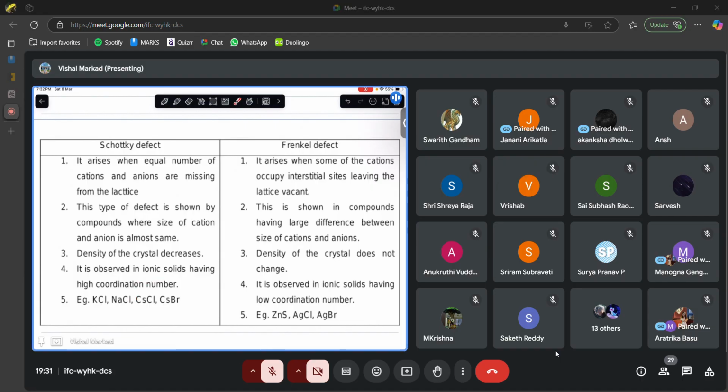Clear. This question comes for 4 marks, defects. You just have to write down 3, 4 points in every case. Schottky defect 3, 4 points. Frankel defect 3, 4 points. Can you write it down now? Yes, sir. Okay.